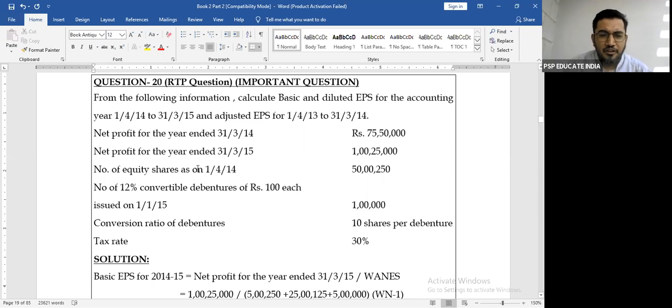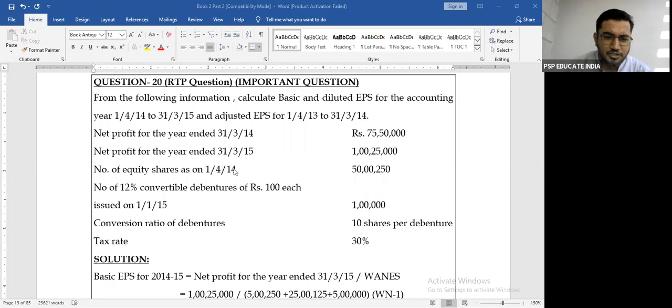Okay. Number of equity shares on 1/4/2014 is how much? 50,250. Number of 12% convertible debentures of rupees 100 each issued on 1/1/2015 is 1 lakh. Now tell me, this 1 lakh is number of debentures or is it the total debenture capital? Of course, it is number of debentures. Perfect. Be careful with that. A lot of students make silly mistakes over here, so please be really very careful with this.